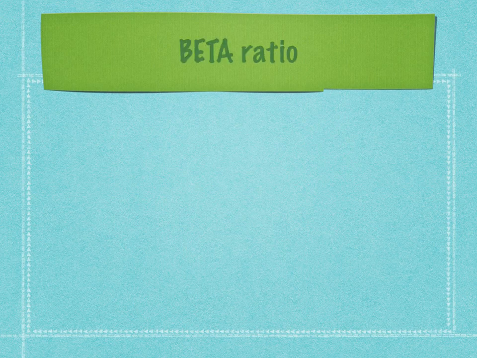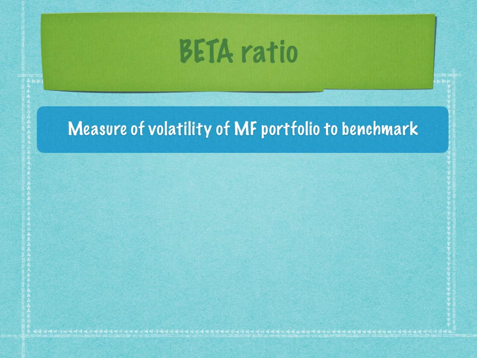Let's first take a look at beta. The beta ratio is a measure of volatility of the mutual fund portfolio vis-a-vis the benchmark. Every mutual fund is assessed and evaluated vis-a-vis the underlying benchmark. So when you're making an investment in mutual funds, the benchmark against which the performance of the fund will be measured has to be mentioned in the offer document at the time of announcing the NFO, as well as in the fund fact sheet. I've already explained in an earlier video about the fund fact sheet and what data is contained in it.